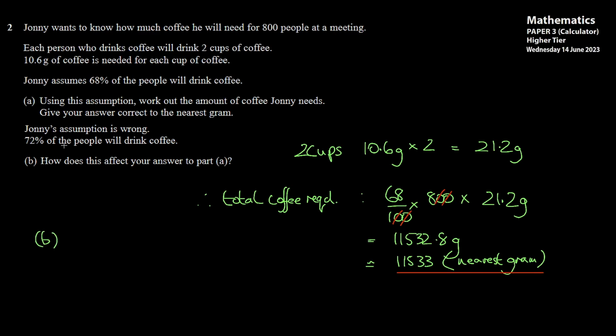And then we've got a rather stupid part B. His assumption is wrong. 72% of the people will drink coffee. How will this affect your answer in part A? Well, it's going to go up. He needs more coffee. Simple as that. We're not asked to calculate it. We've just got to state that he needs more coffee. And that's the answer to part B.